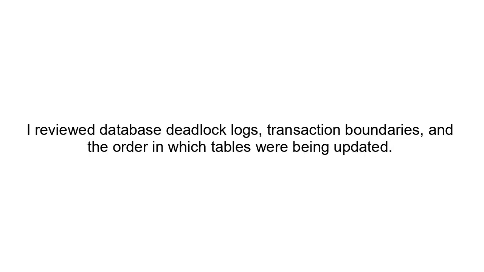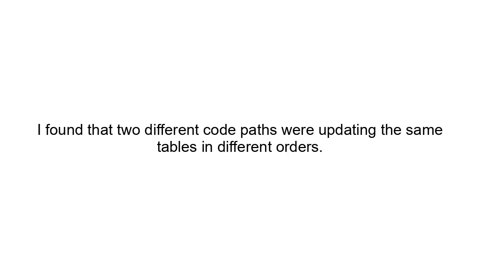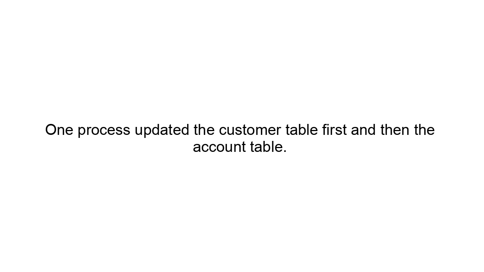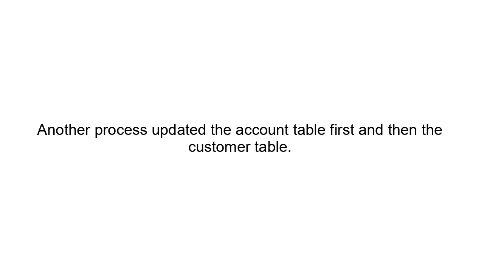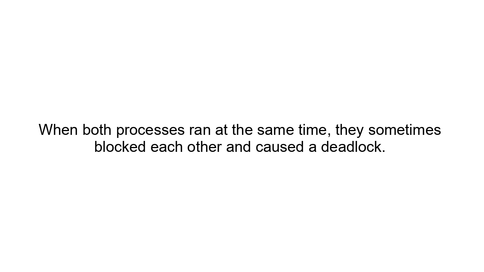Action: I reviewed database deadlock logs, transaction boundaries, and the order in which tables were being updated. I found that 2 different code paths were updating the same tables in different orders. One process updated the customer table first, and then the account table. Another process updated the account table first, and then the customer table. When both processes ran at the same time, they sometimes blocked each other and caused a deadlock.